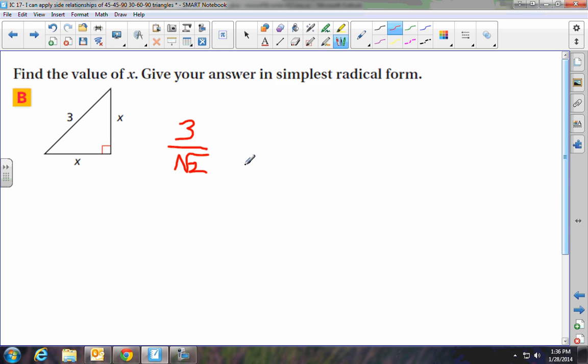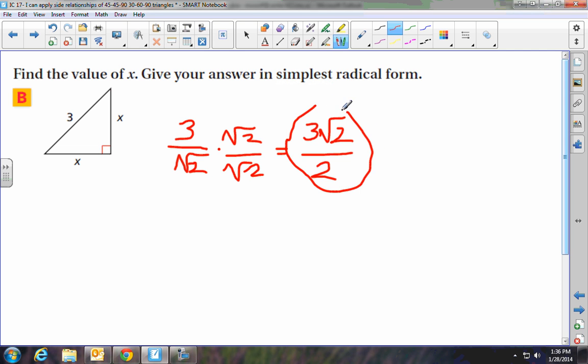Okay? And if you'll remember from class, we never leave a radical in the denominator. So we have to do what's called rationalize the denominator by multiplying the top and the bottom by radical 2. And we end up with 3 radical 2 over radical 2 times radical 2, which is just simply 2. It just removes the radical. Okay, so that's how long the leg would be.